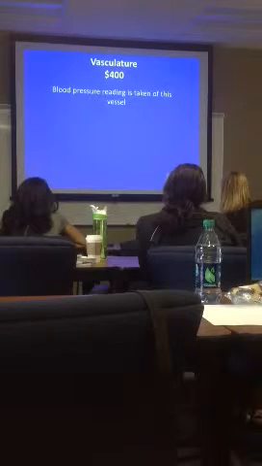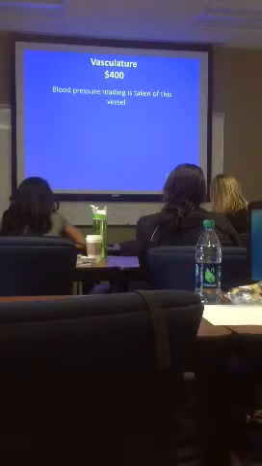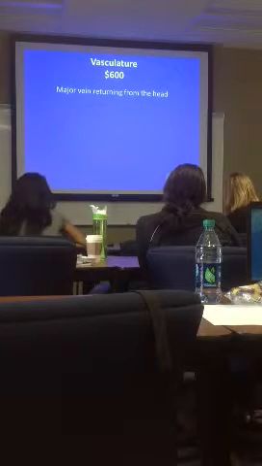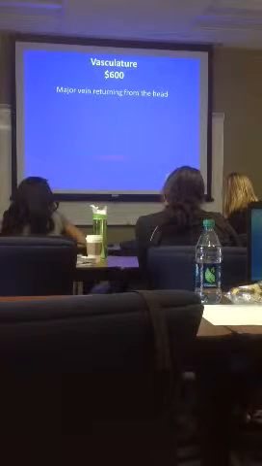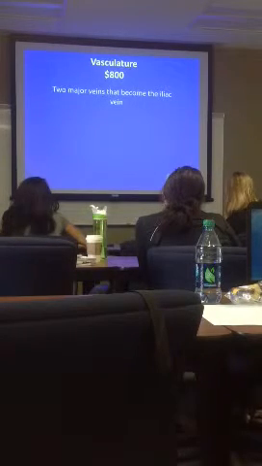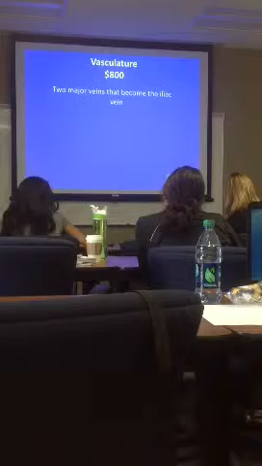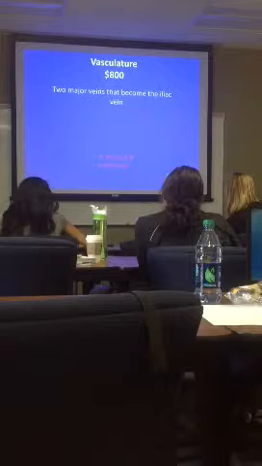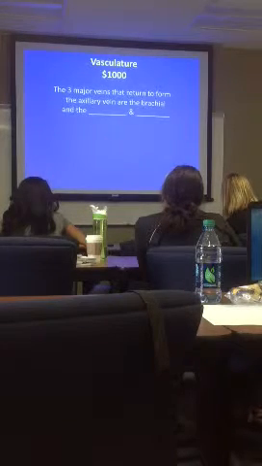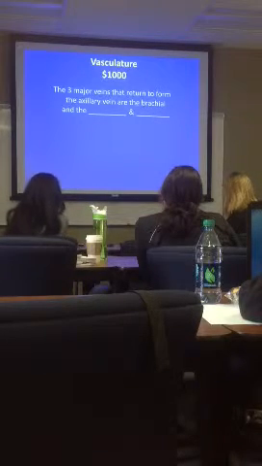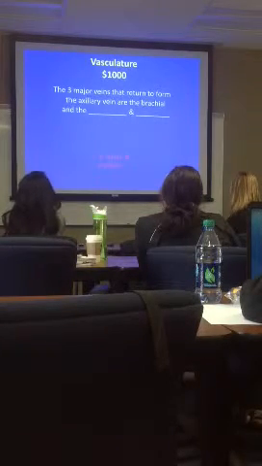Blood pressure reading is taken of this vessel, the brachial artery. Major vein returning from the head: jugular. I think it's the only major instance where the artery and vein have different names. So your carotid artery feeds the head, but your jugular vein returns blood from the head. 2 major veins that become the iliac vein. The iliac vein is the one in your groin that's returning from your legs. So the 2 major ones are the femoral vein and then the great saphenous vein. 3 major veins that return to form the axillary: brachial, the basilic, and then the cephalic.